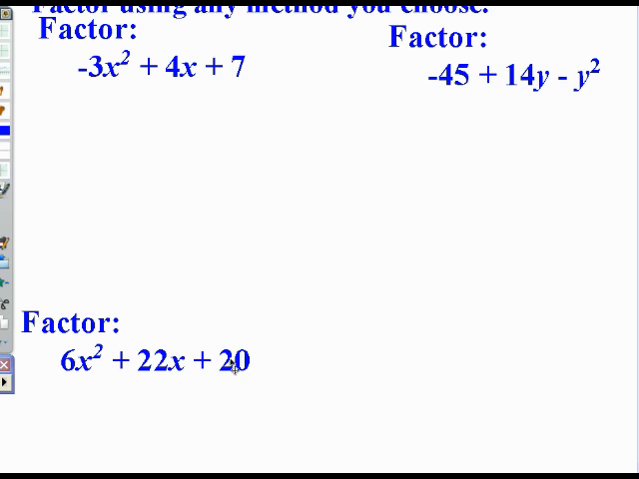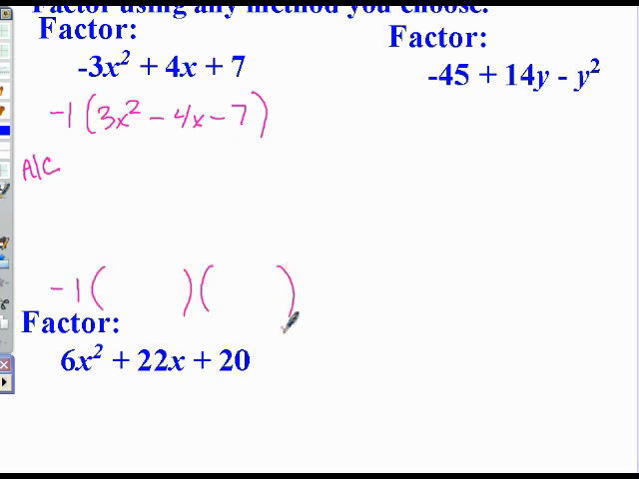Okay, the first one, let's first factor out that negative, because you'd never want to have a negative on the A term. So 3x squared plus 4x, minus 4x, you got to flip the sign. Minus 4x minus 7. All right, let's use our AC method. So if we use AC, we know negative 1 is a factor. We'll figure out the other two binomials with AC.